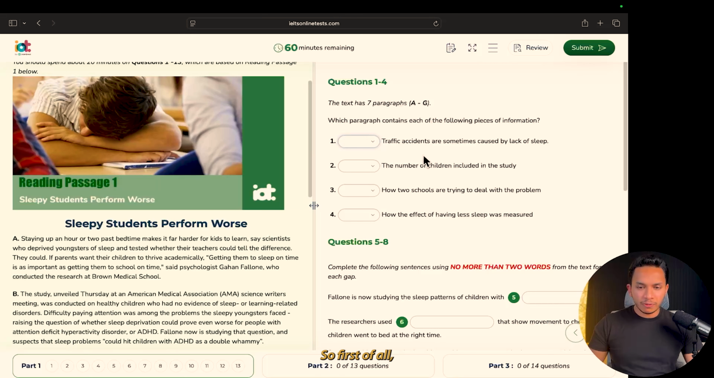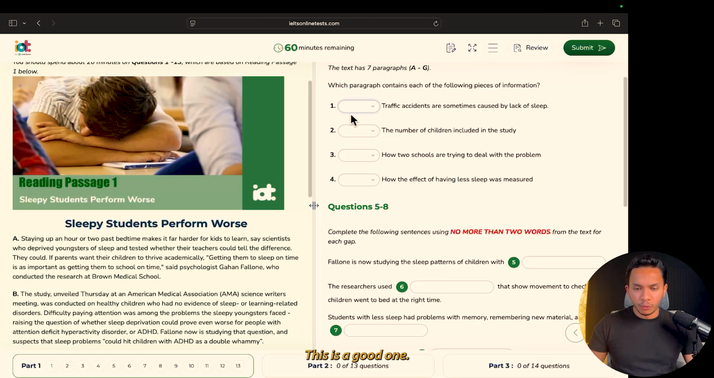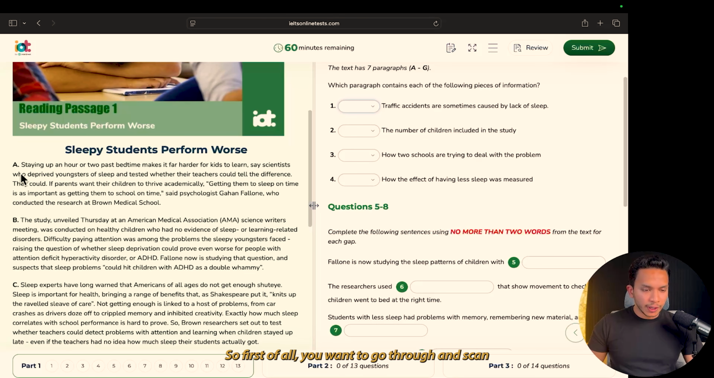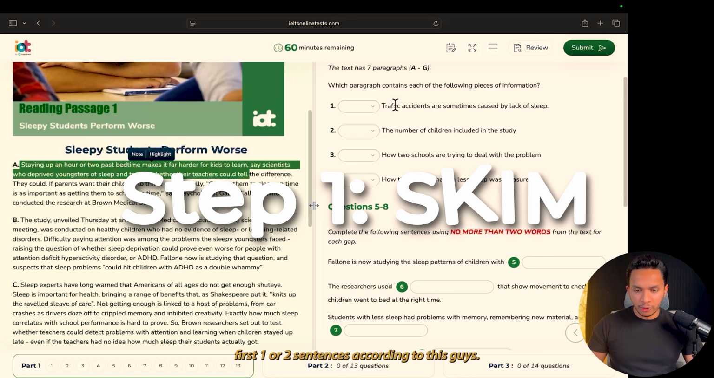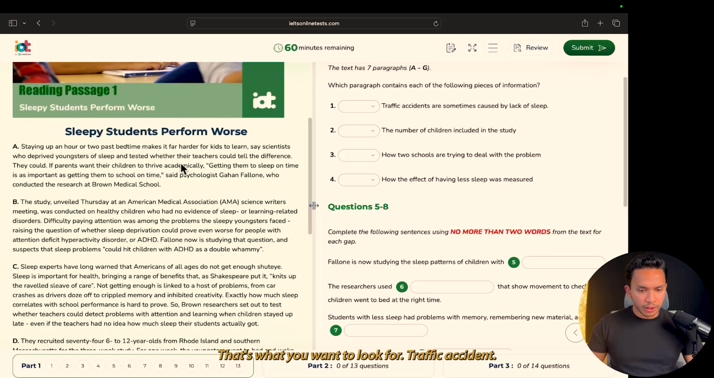Alright, so first of all, this: which paragraph contains each of the following pieces of information. This is a good one. Not exactly the main idea, but similar. So first of all, you want to go through and scan the first 1 or 2 sentences. Traffic accidents are sometimes caused by lack of sleep. Well, this one is very easy. I'll just use skimming and input decoding, because traffic accident, lack of sleep, that's what you want to look for.